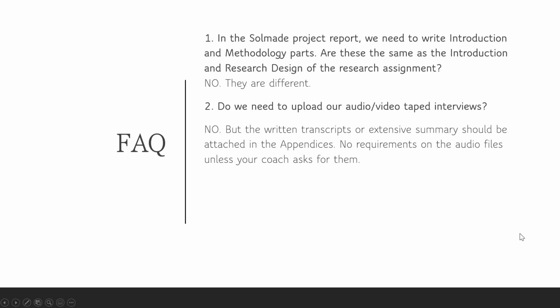There is no requirement on the audio files unless your coach asks for them. For example, some coaches doubt your interpretations and they want to listen to the original audio tape. Well, your coach can ask for it.